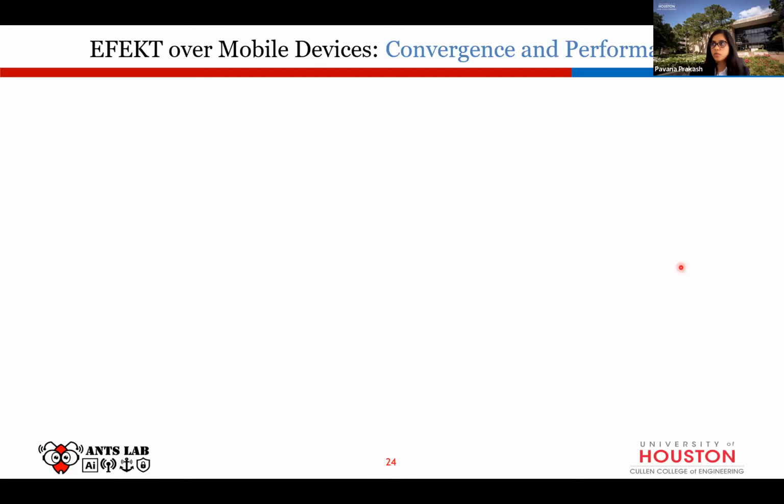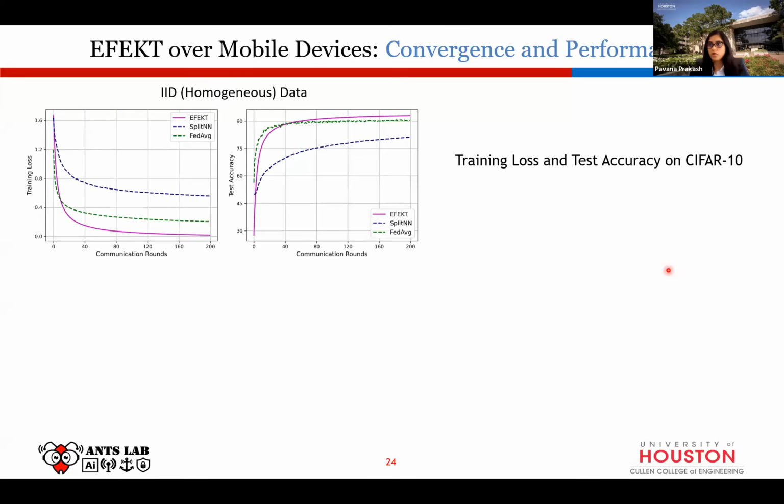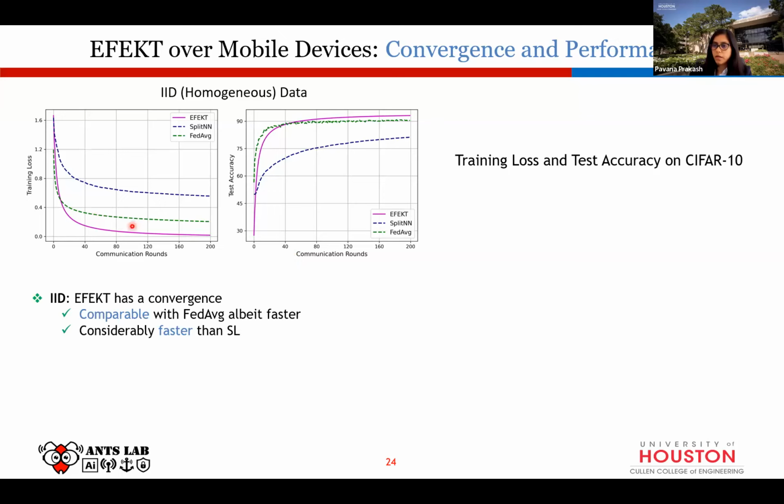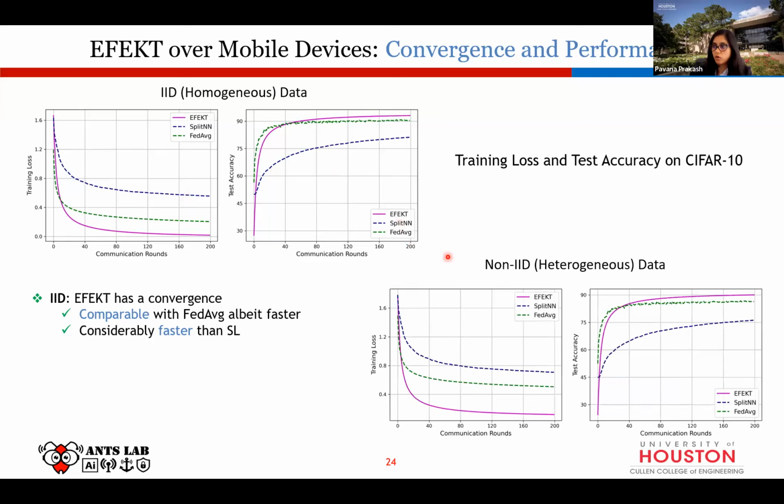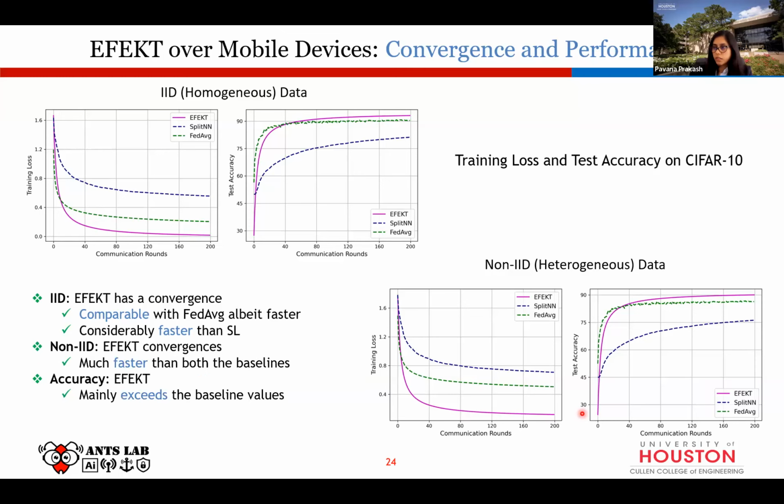In terms of performance, to see the convergence of this model, we first check on homogeneous data, when the data is IID. We see that the training loss is much lower and the accuracy is much higher. The pink one is ours, which is called EFFECT. We see that ours is much better than the baselines. Especially when it comes to non-IID or heterogeneous data, the performance of the baseline methods is much lower, but our method works much better, whether in training loss or accuracy. So our promise on heterogeneity is maintained here.